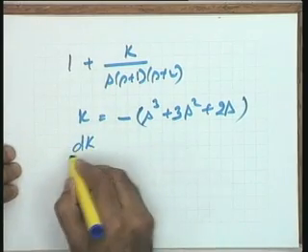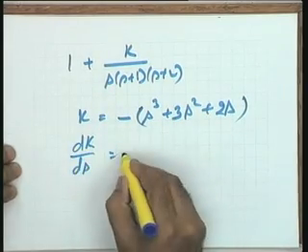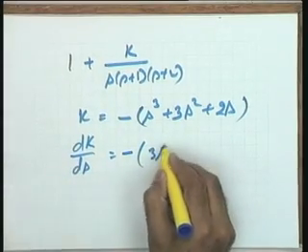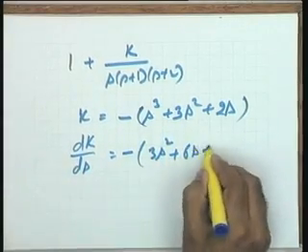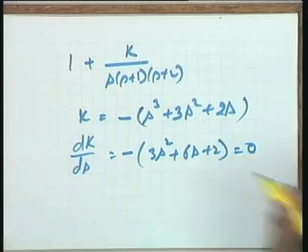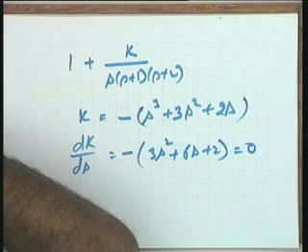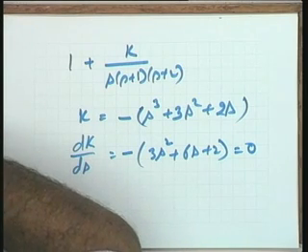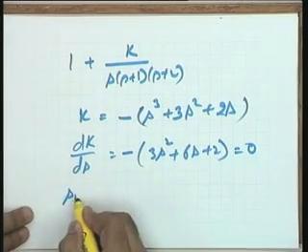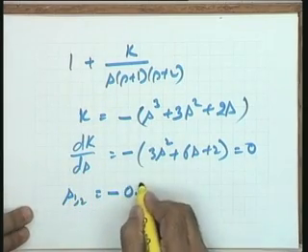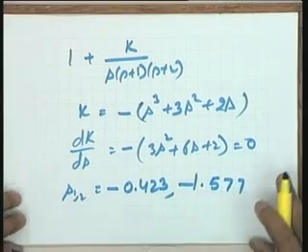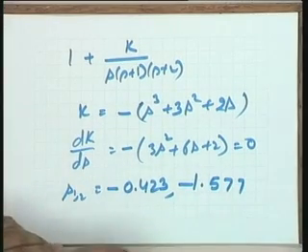Take the derivative of this. dk by ds is equal to minus, negative of course won't matter, but still let me continue with this, 3s squared plus 6s plus 2, a quadratic equal to 0. A quadratic here, and I am going to refer to my notes to give you the value. Otherwise it's a quadratic, you can quickly calculate this. The values I get, s1 and s2, are minus 0.423 and minus 1.577. It gives you 2 roots.